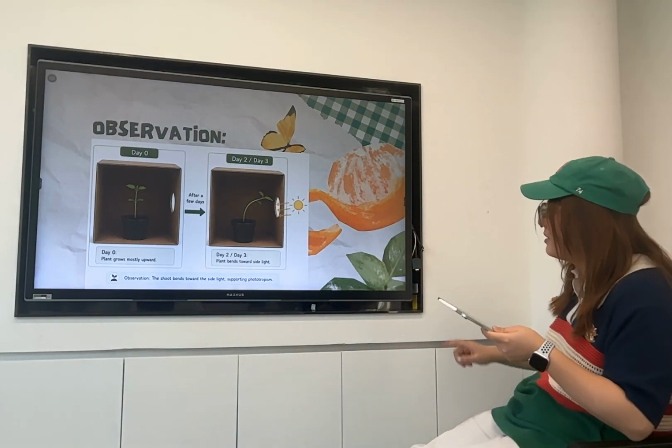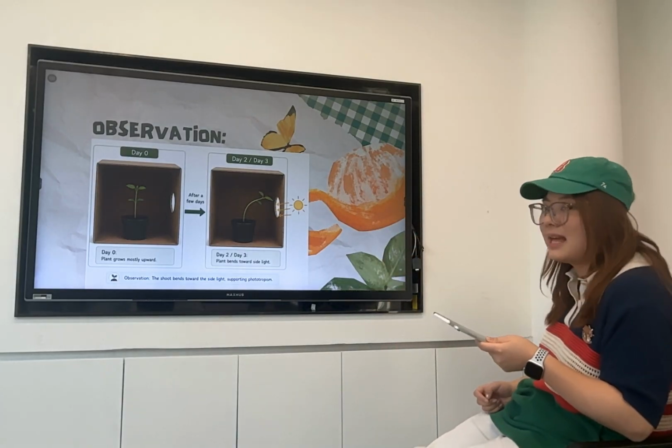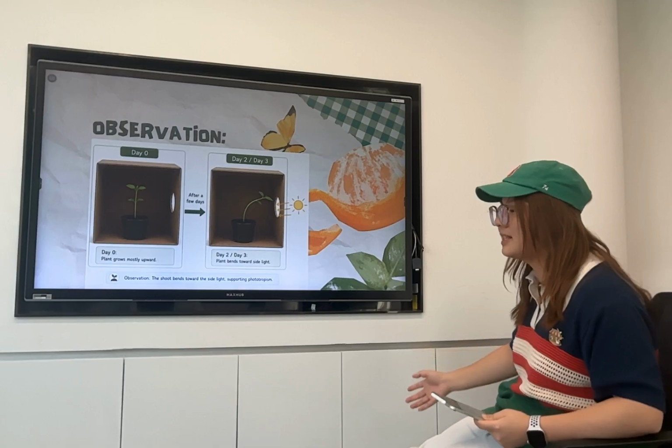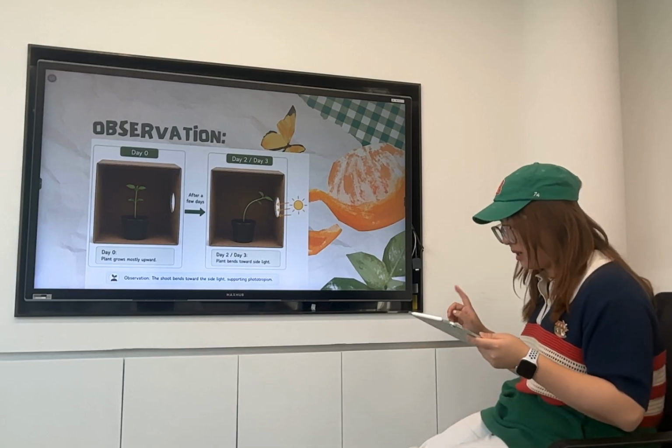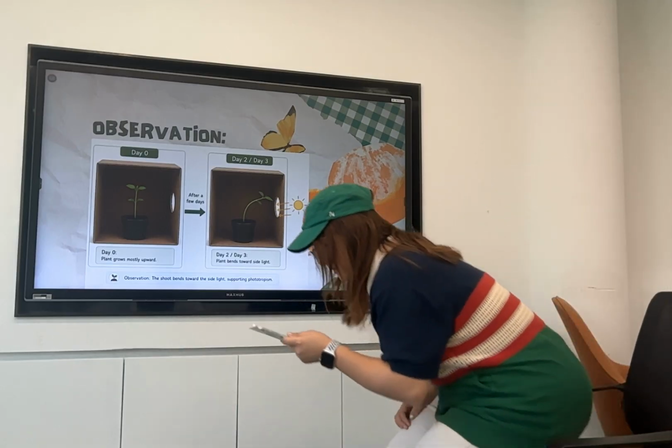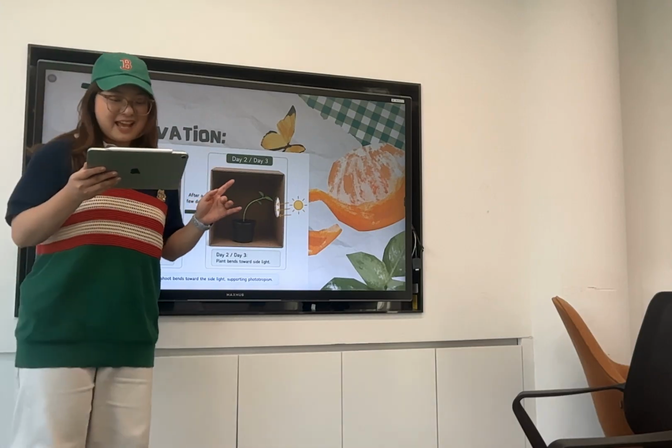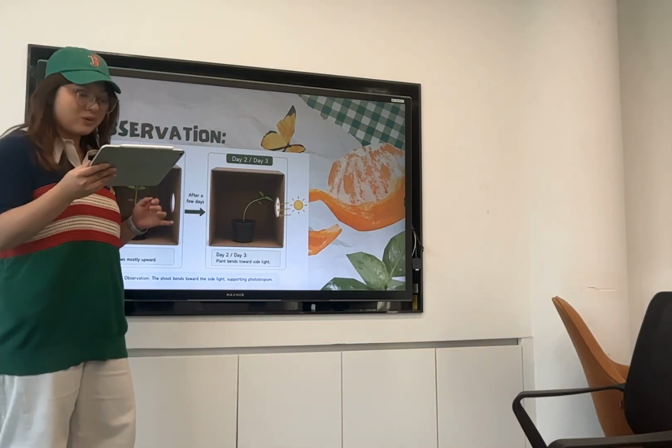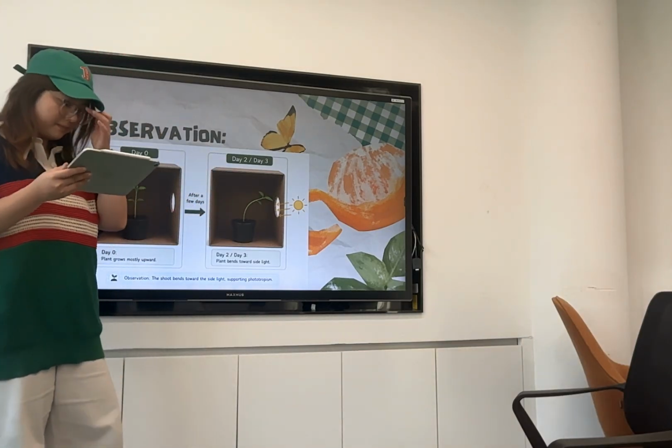I have a question. If I keep rotating my plants every day, if I put them on the balcony, will they grow more evenly? Yes, that is actually bringing us to our real-world connection.